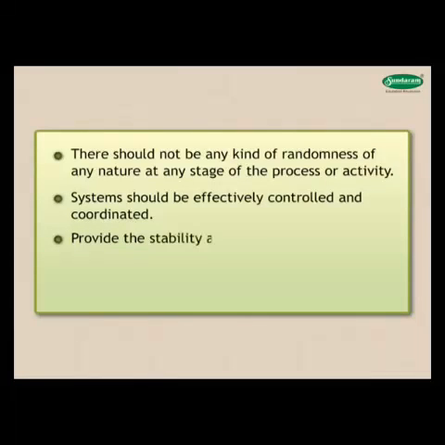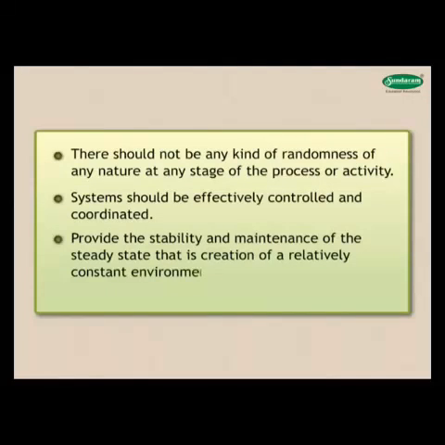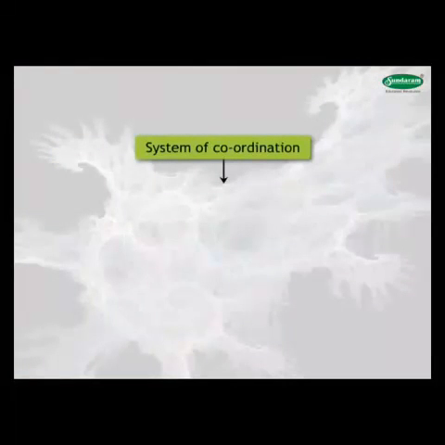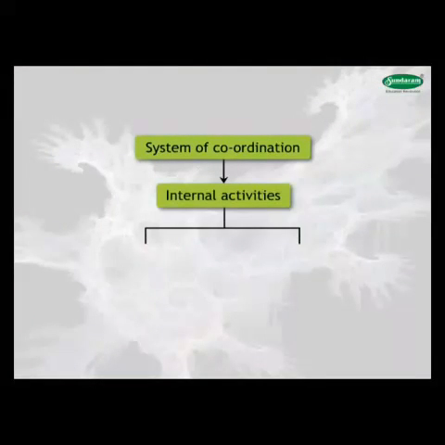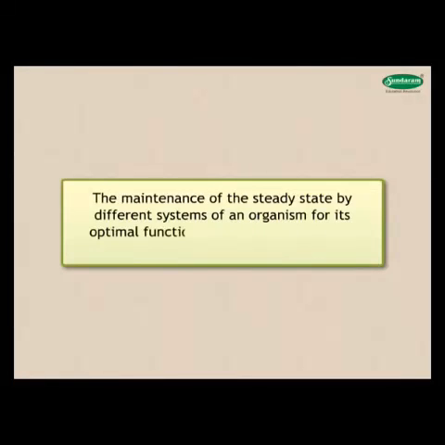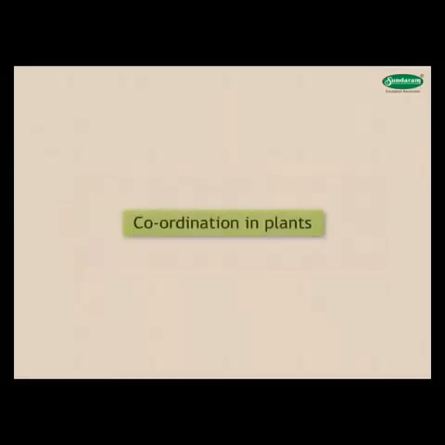This would provide the stability and maintenance of the steady state, that is, creation of a relatively constant environmental condition within any organism. In any organism, there should be a perfect system of coordination between internal activities due to water or enzyme level and temperature, etc., and such similar external environmental stimuli. The maintenance of the steady state by different systems of an organism for its optimal functioning because of a perfect coordination is called homeostasis. Let us see how coordination in plants takes place.